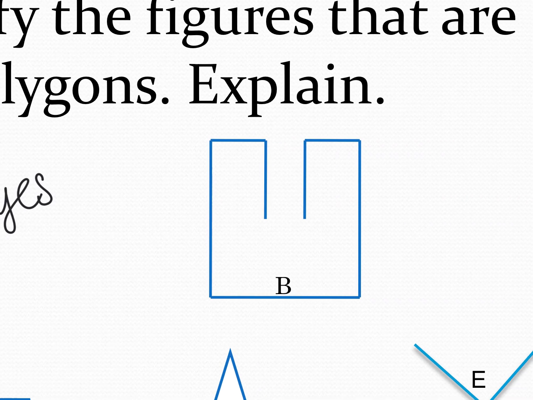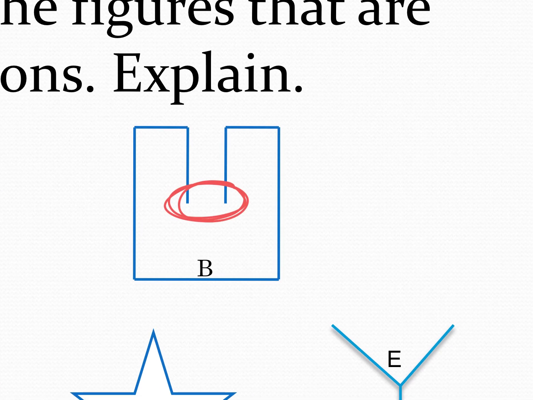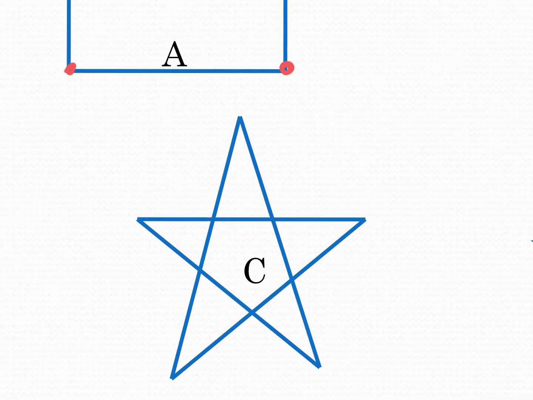So going ahead and looking at the next one, is this a polygon? No, why? Good, it's not closed, it's open. Here is my open part. This is no. Okay, no, not closed. It's left open, so this is not a polygon. All right, looking at C, is this a polygon?